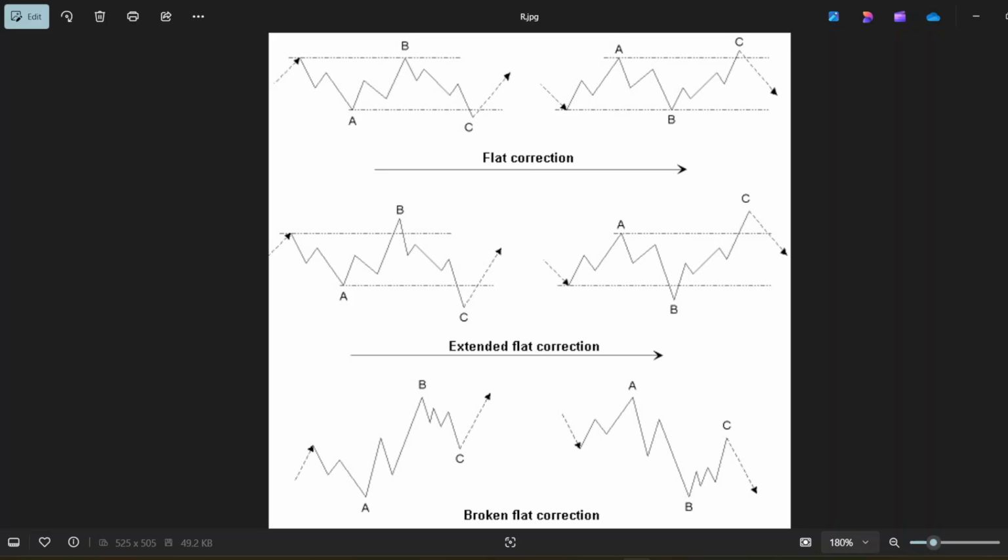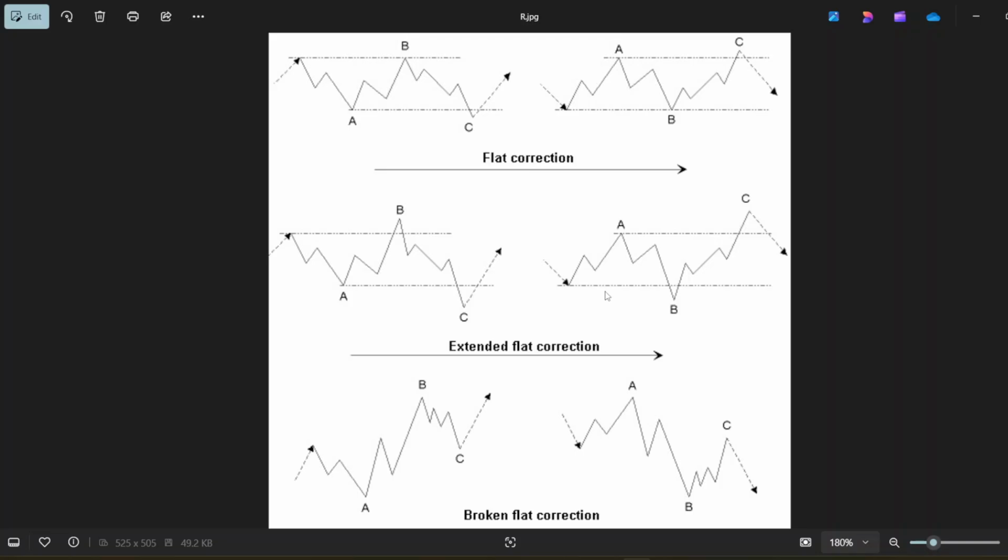Now, even experienced traders fall into traps when trading flat corrections. So here are some mistakes to watch out for. The first is mistaking an expanded flat for a breakout. Many traders think wave B's extension is the start of a new trend and enter prematurely, only to get stopped out when wave C crashes. Okay, so always pay attention, right, and get your confirmations clear before you enter a trade.